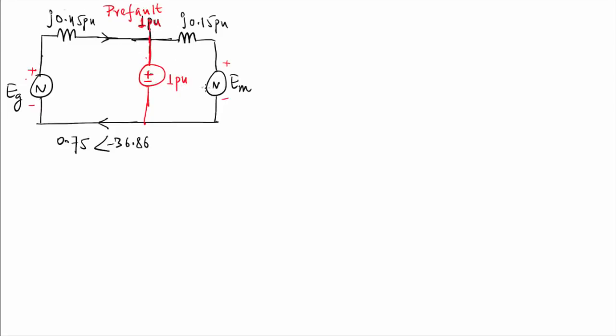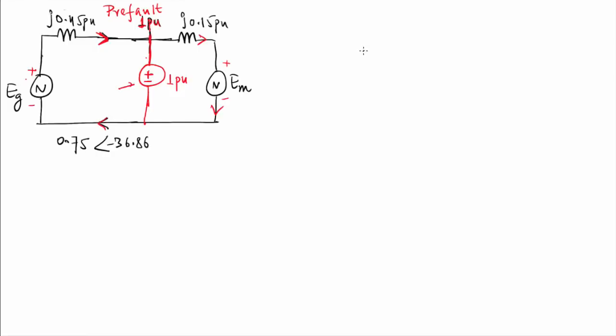This is my pre-fault system. Also I can say that the pre-fault current will be in series only, means this will be 0.75, this will be my 0.75, this will be my 0.75, means no current is going into this voltage source. Then only I can substitute by one ideal voltage source, right?